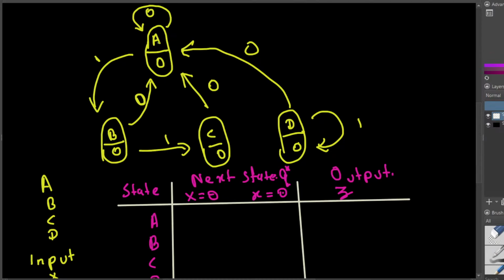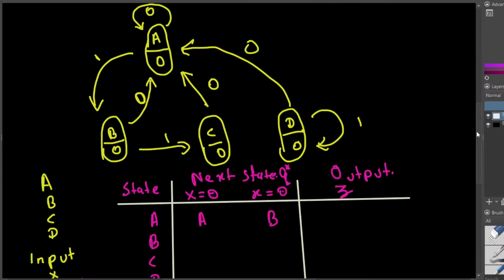Now here for the A, when X is equal to 0, you have to look at where the arrow is going from the A. So here when the X value is 0, you can see there's an arrow going back to A. So it means when the input is 0, the state is going to be still A. When the input is 1, you can see it's going toward the B. So the next state is B right here. And that's it for the A.